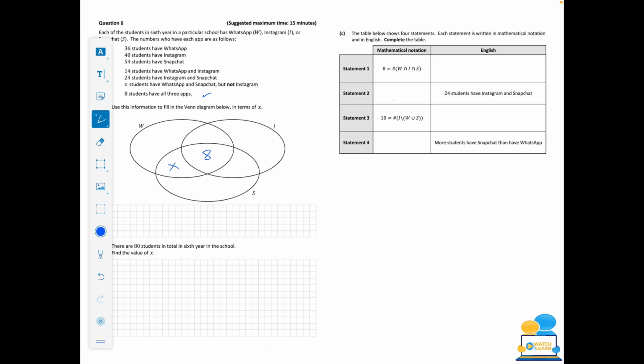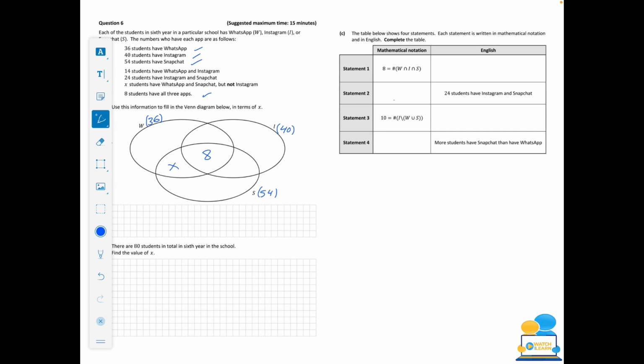Now I'm going to fill in just my whole numbers here. So I know the whole WhatsApp circle should add up to 36 because there's 36 people that have WhatsApp. Also, Instagram should add up to 40 and Snapchat should add up to 54. Okay, now these numbers aren't in my set. They're more there to remind me than anything else that that whole circle should add up to those numbers.